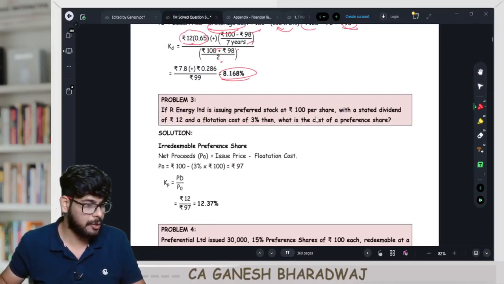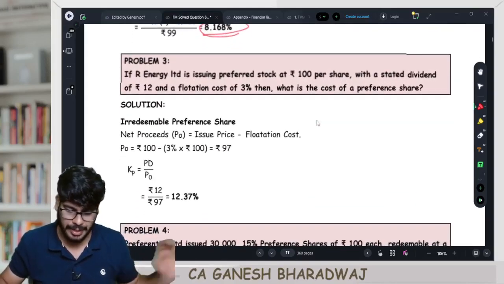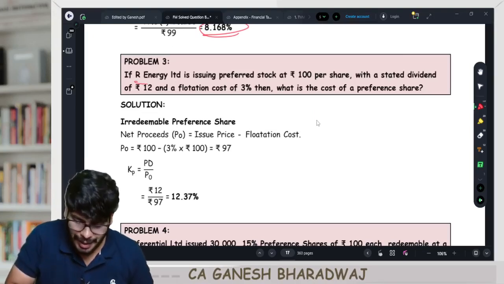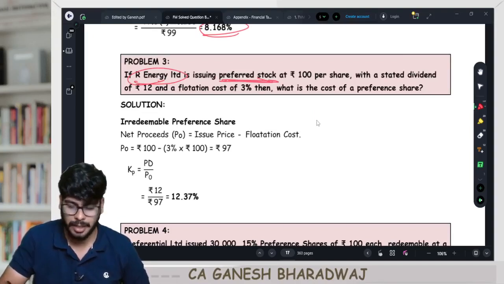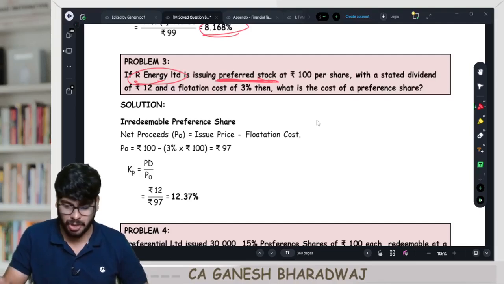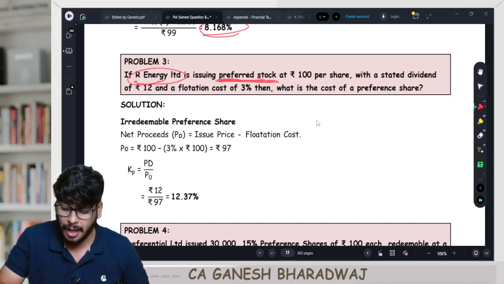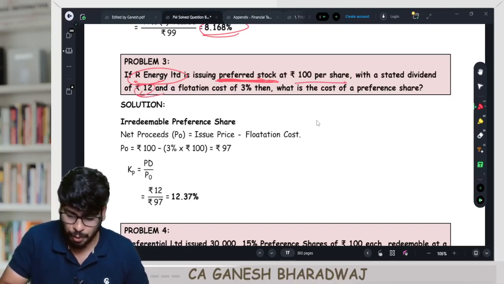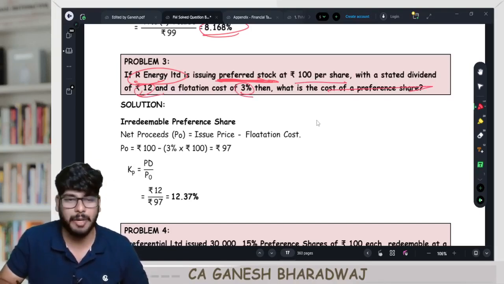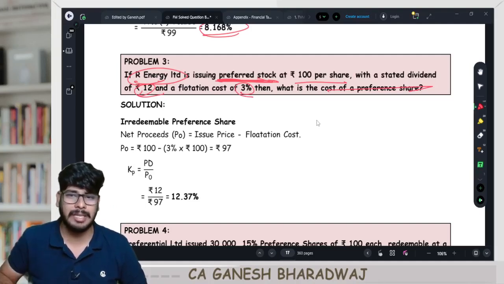Right? So it's going to be question number 3. R Energy Limited is using preferred stock. Preferred stock means what? Preference shares. This is all some American English. They use this preferred stock and all that, right? At 100 rupees per share, with a stated dividend of rupees 12 and a flotation cost of 3%, what is going to be the cost of preference? Now, first, what is the life of preference shares here?